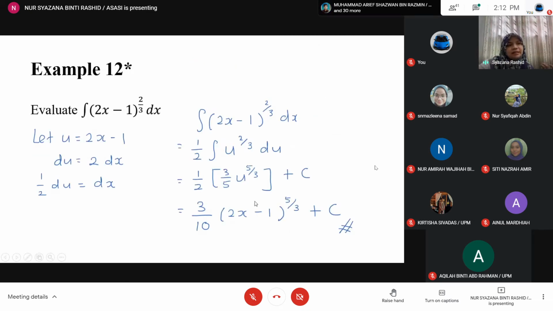Alright, maybe I can show you here. Example 12. I will not discuss it in detail. You have 2x minus 1 power 2 over 3. If you do not want to use the substitution method, you will just apply 2 over 3 plus 1, which gives 5 over 3. Then you divide by 5 over 3, which is wrong. It is not just divided by 5 over 3. There must be something to do with this 2 here. So actually we must multiply by this 2.